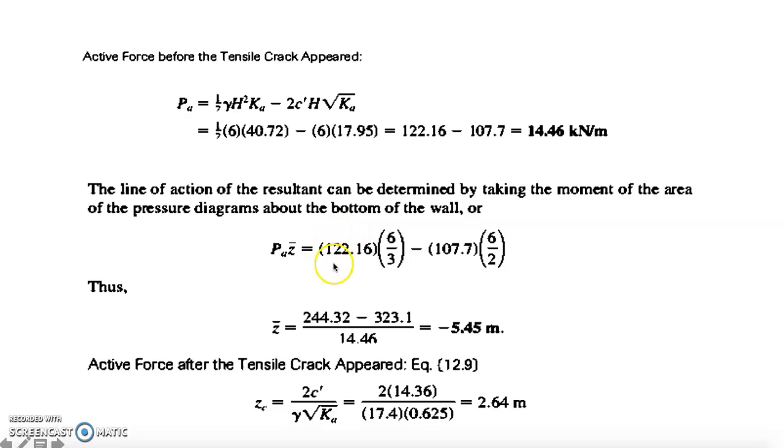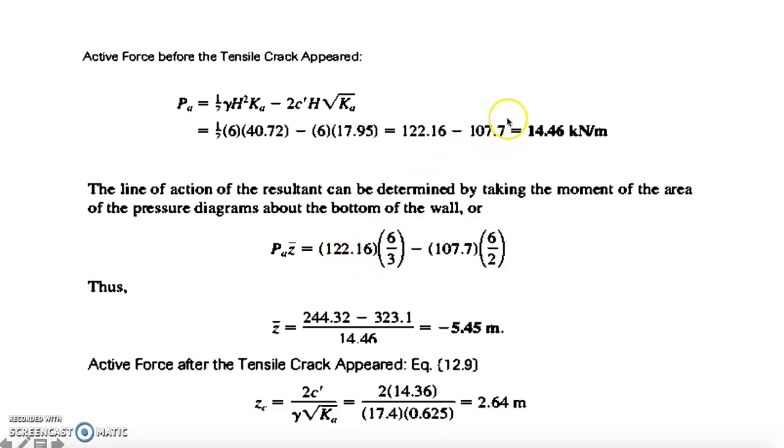So as we have illustrated, we have a triangle subtracted by a rectangle. That is the pressure diagram for that particular Rankine active pressure illustration. So basically this is the area of the triangle, and if you substitute the given values, this is the equivalent value, which is 122.16.